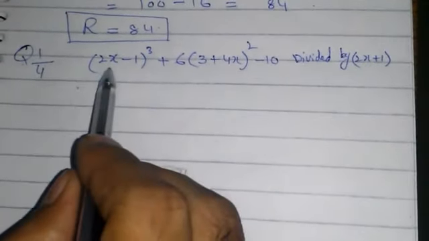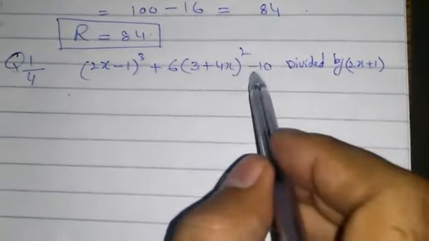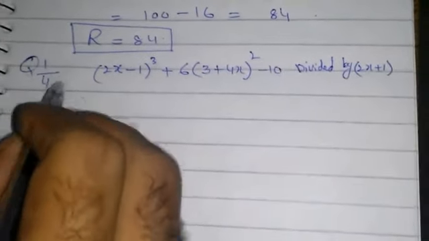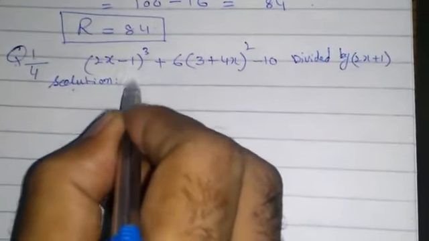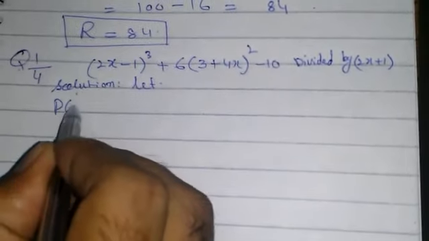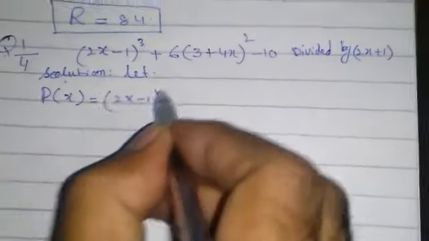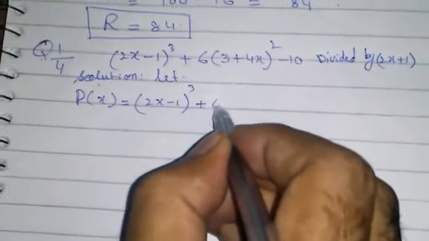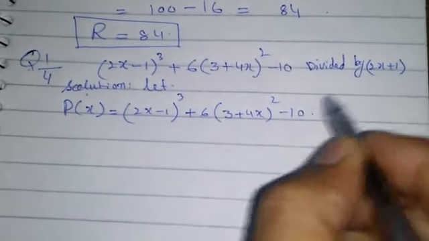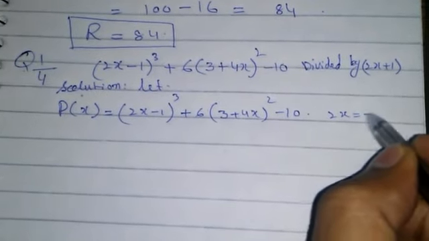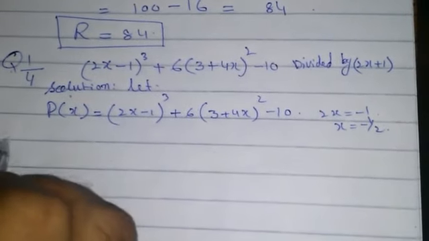Question 1, problem 4. 2x minus 3 whole cube plus 6 into 3 plus 4x whole square minus 10 divided by 2x plus 1. Let's solve this. Solution. Let p of x is equal to 2x minus 1 whole cube plus 6 into 3 minus 4x square minus 10. 2x is equal to minus 1 and x is equal to minus 1 over 2.